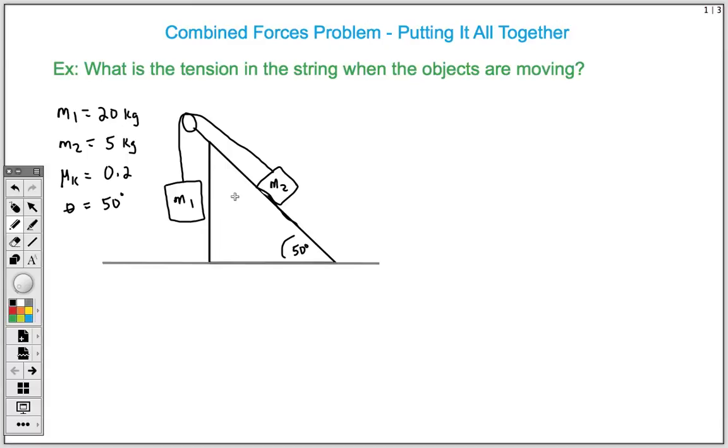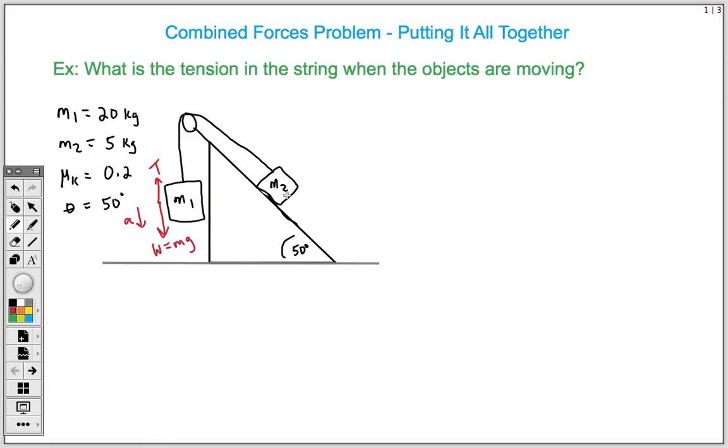Okay, but the first step, and this should be your first step for all types of force problems, is draw your free body diagrams. For our mass 1 here, we have two forces. We have our weight force, which is mass times gravity, and we have our tension force. We also know that this object is going to be accelerating downwards.